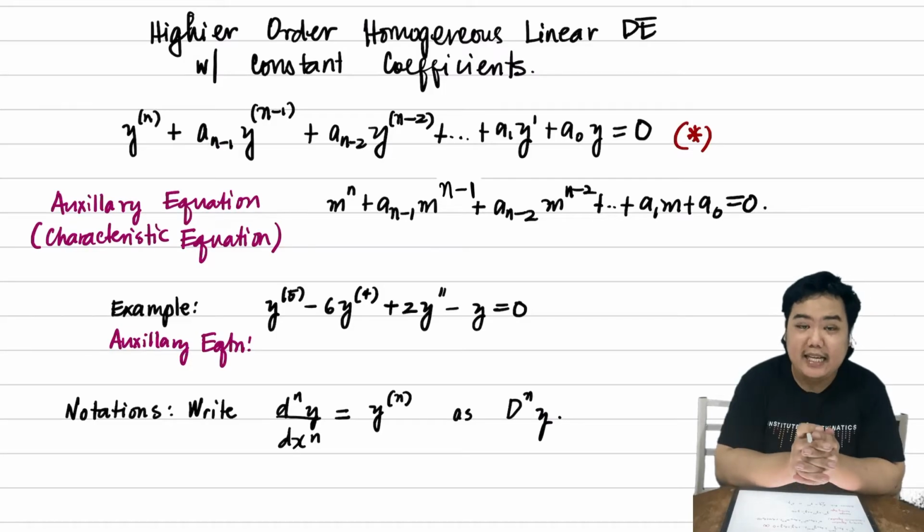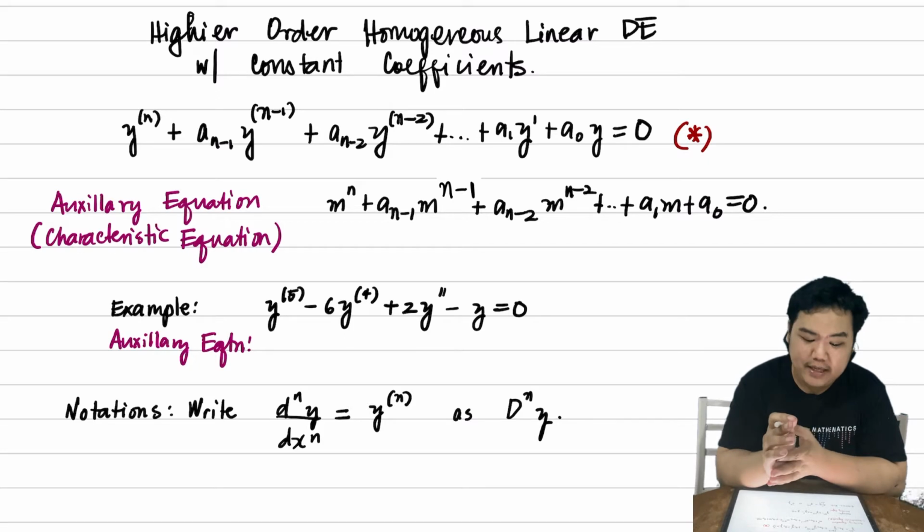Basically, yung pag-aaralan natin ngayon is just an extension of what we have learned from the second order homogeneous linear differential equations with constant coefficients. So, ang pinagkaiba lang nito doon sa lesson na yon is that yung degree nung, or yung order ng differential equation natin can be higher than 2.